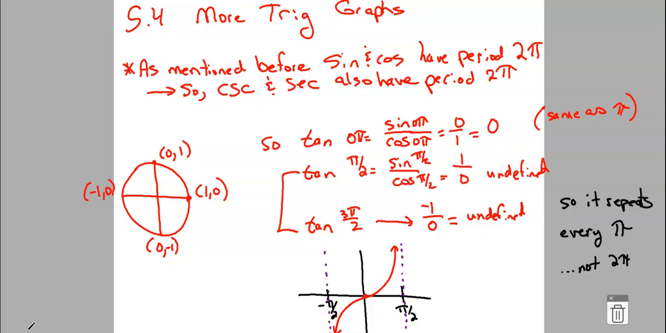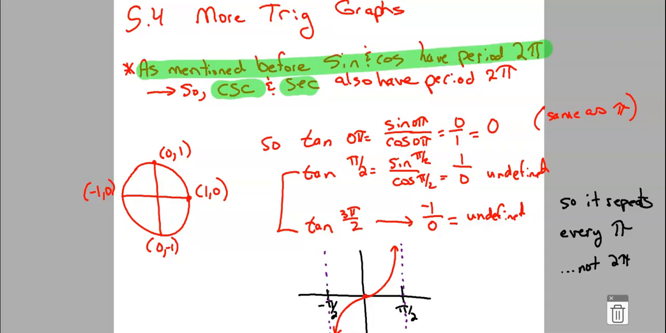of sine and cosine. So as mentioned before, sine and cosine have period 2 pi, which obviously means that cosecant and secant, the reciprocals of those, also have period 2 pi. Now let's start looking at tangent. So we know sine, cosine, secant, and cosecant, but let's look at tangent and cotangent.